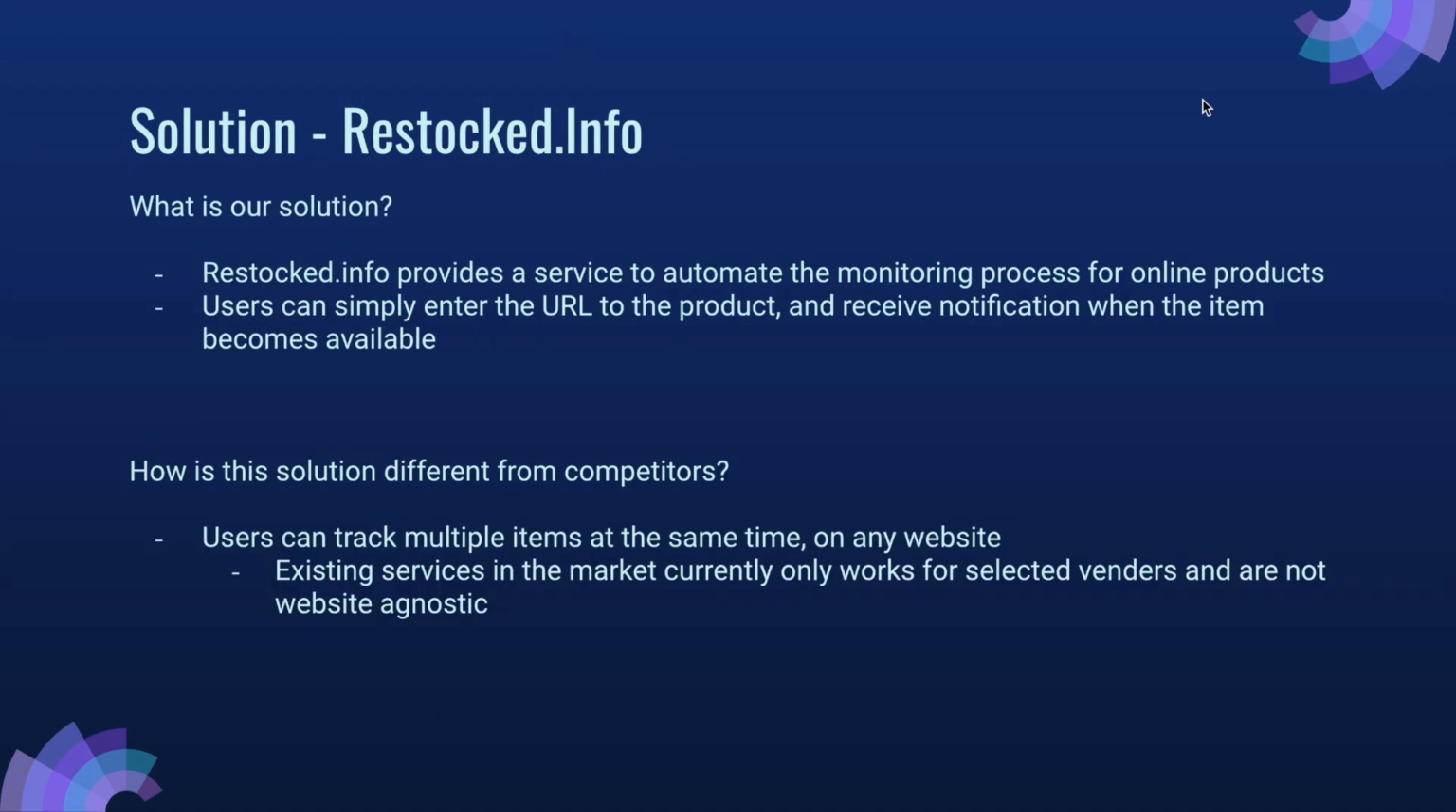Our solution is Restocked, and it's a web application that provides a service to automate the monitoring process for online products. So users can simply enter the URL to the product that they want to monitor, and then whenever that product is available for purchase, they'll receive a notification on their phone, email, or whatever method they specify. Right now, existing services that are similar only work for some select websites, but what we want to do is make this a website agnostic solution where users can track multiple items at the same time on any website.